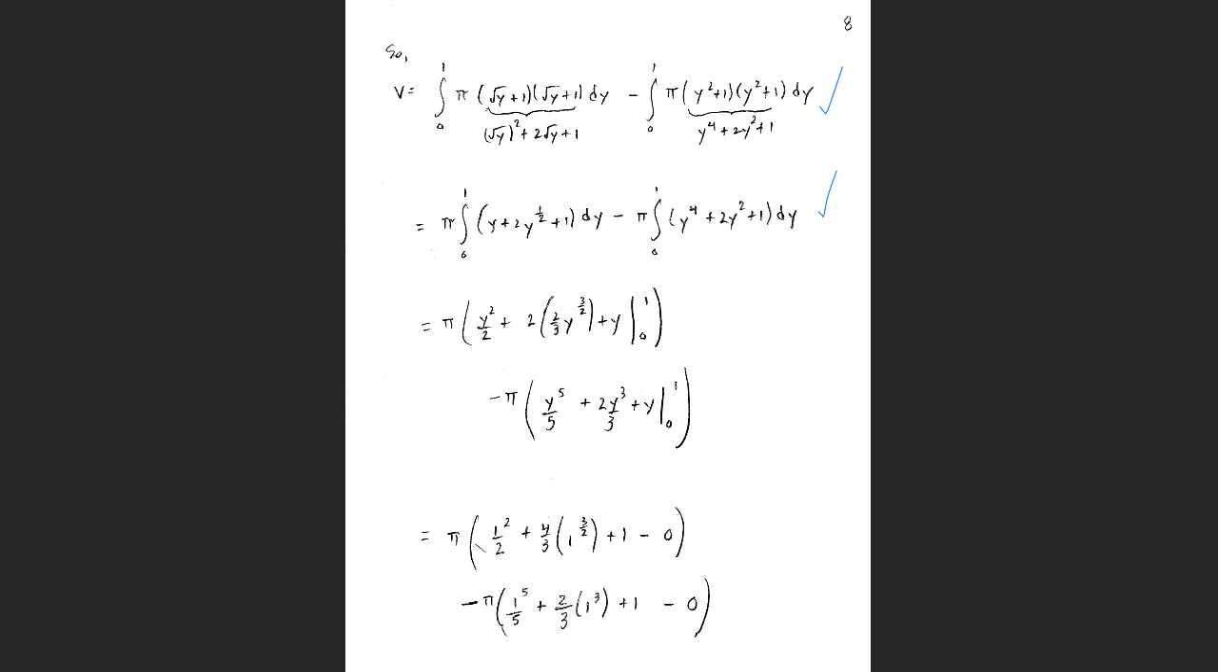So these two expressions, I'm talking about y plus 2y to the half plus 1 and y to the fourth plus 2y squared plus 1. There's no way of factoring them any further. It's better to do them separately.